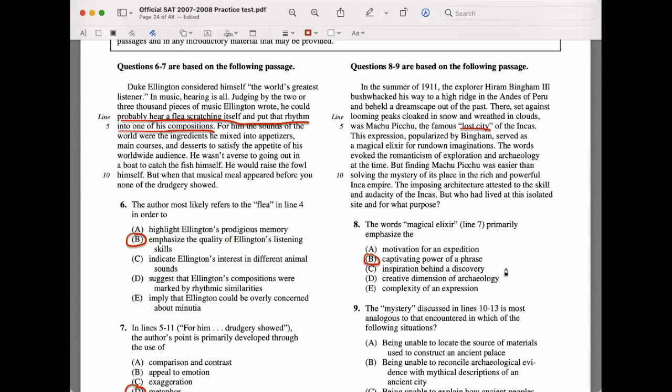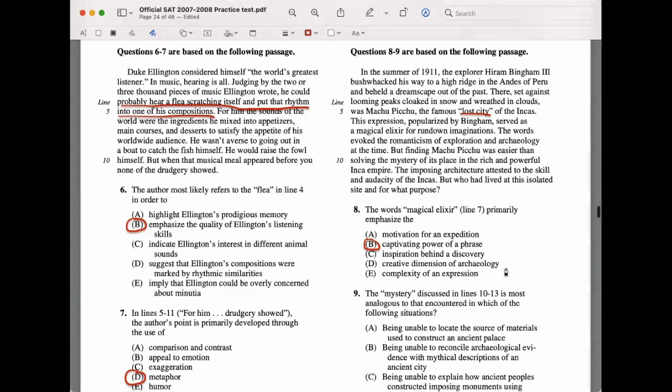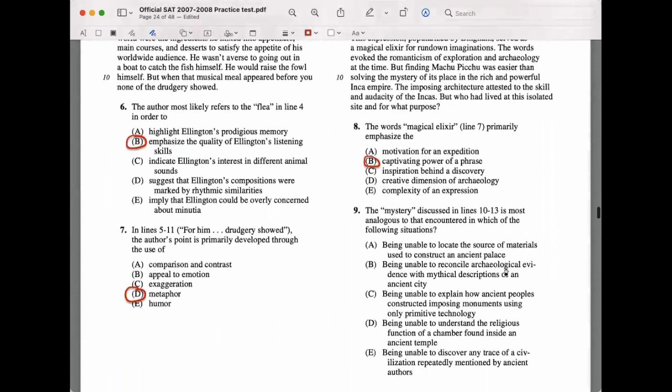So those words don't make sense because in the context of the passage, the magical elixir is basically used to capture the thrill of discovery, right? So it's not inspiration, it's not motivation. It's not the creative dimension of archaeology. We are not saying that archaeology has a creative side that is captured by these words. And it's not complex, right? The expression lost city is quite simple. So I think B is good.